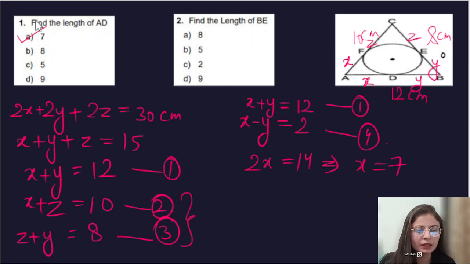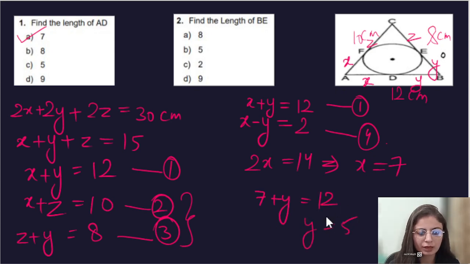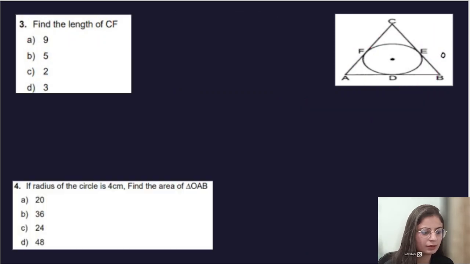Now find the length BE. So BE is Y. Let's substitute the value X equals 7 in any of these equations. Let's use the first equation. So 7 plus Y equals 12. So this means that Y equals 5. So option B is correct.